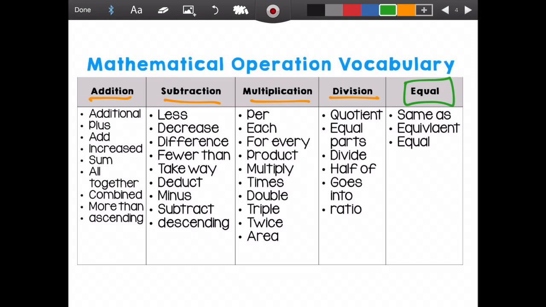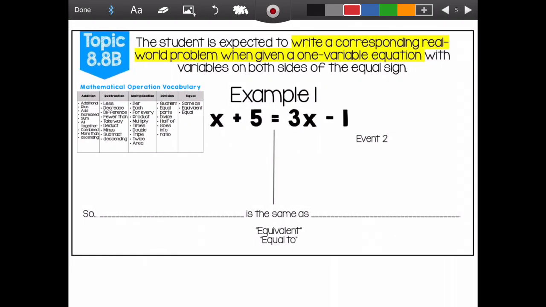We have words like additional, plus, add, increased, sum, altogether, combine, more than, ascending. Okay, so those are the words that we could use to describe the operation of addition. Subtraction, okay, we got less, decrease, difference, fewer than, take away, deduct, minus, subtract, and descending. Again, words that we could use to describe the operation subtraction than just saying minus or subtract. And same thing again, y'all can go ahead and pause the video if you want to write these down for multiplication and division. All right, so let's move to our first example.